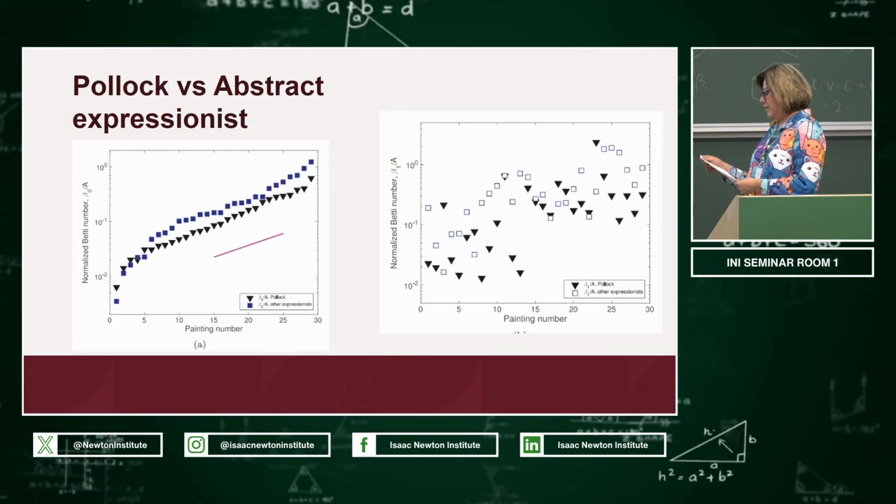When comparing the behavior of the Betti numbers between Pollock's and the works of other abstract expressionists, it is identified that Pollock shows a certain clustering of results. We can see that in this figure, indicating a correspondence of complexity between connectivity and holes. In the graph on the left, we can see that Pollock has a well-defined slope, unlike the other works.